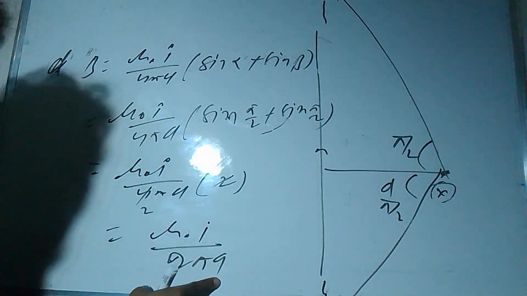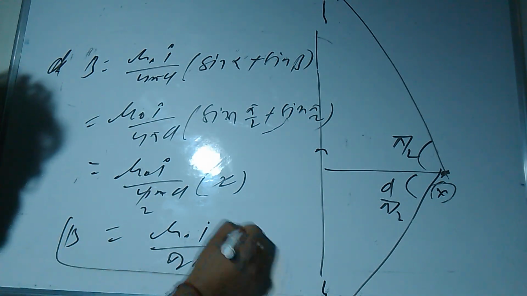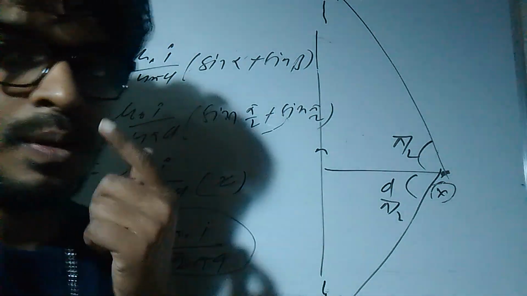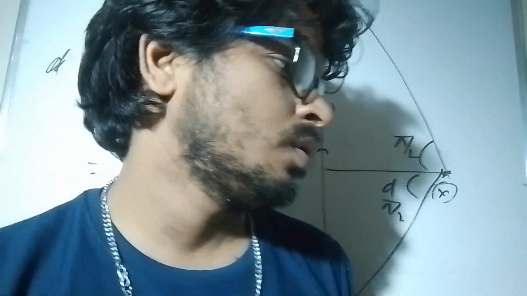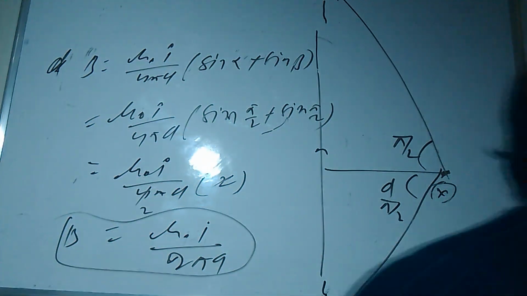You have to remember this result directly, because questions come from here directly. If the current carrying conductor is infinite, what is the magnetic field at a distance d? It is mu naught I by 2 pi d.